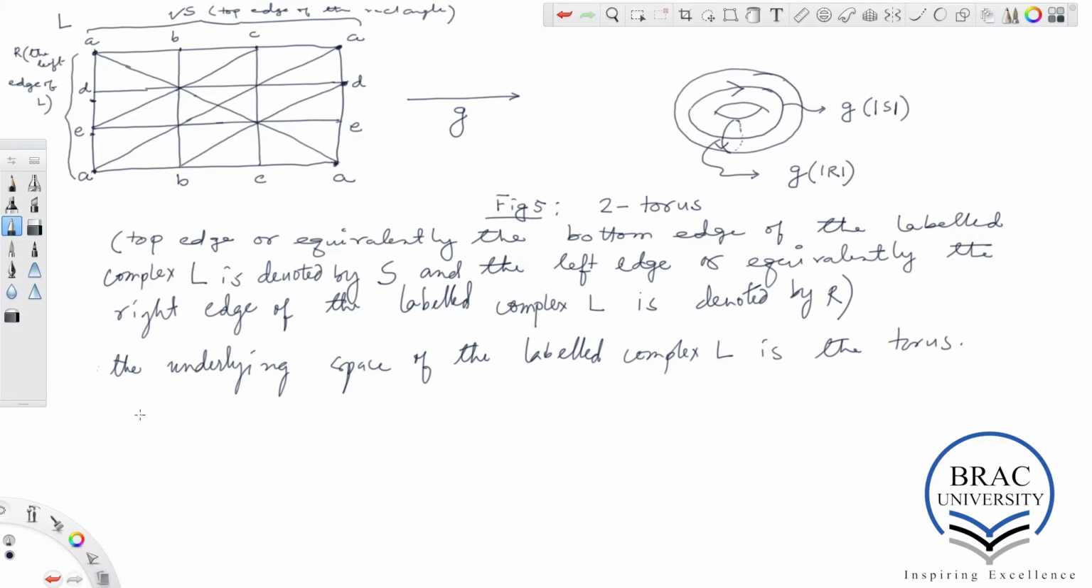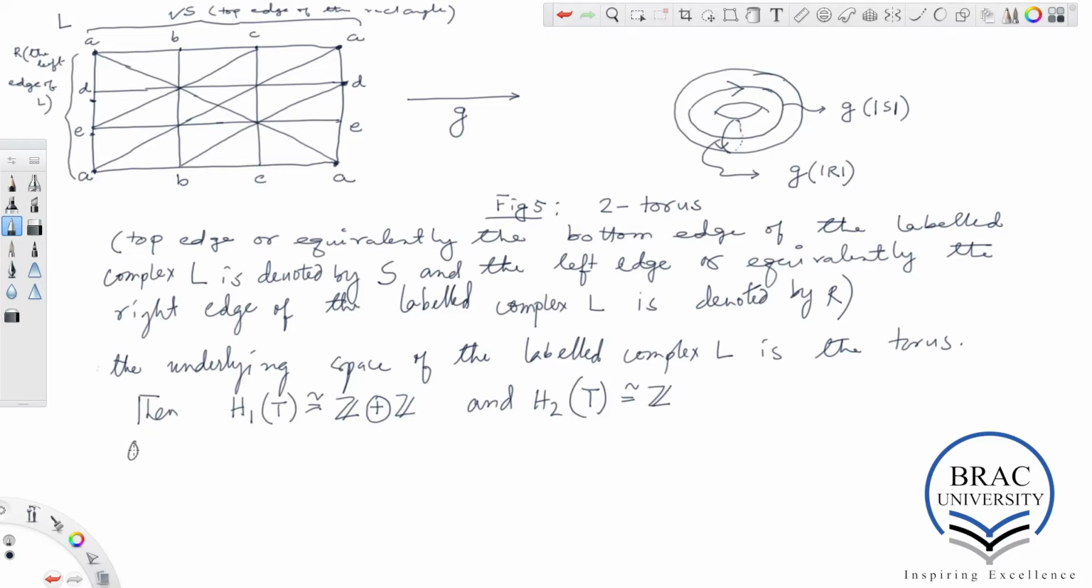Then the first homology group of the torus T is isomorphic to two copies of Z, or Z direct sum Z, and the second homology group of the two torus is isomorphic to simply Z. So it turns out that both the homology groups of T, the first and the second, are free abelian.